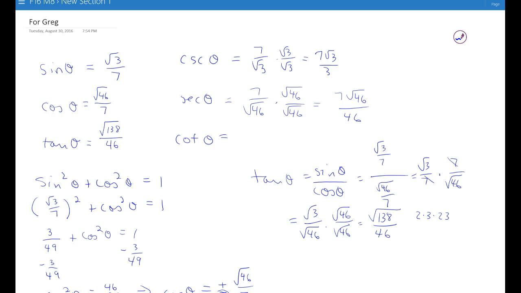And then the cotangent's going to be the reciprocal. So it's going to be root 46 over root 3, which when we rationalize will be root 138 over 3.